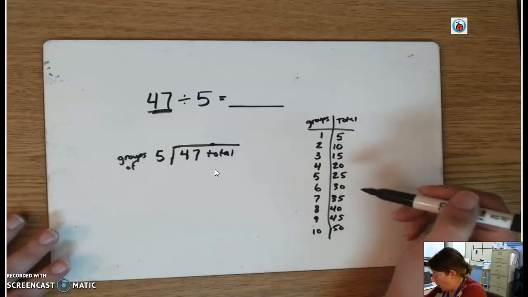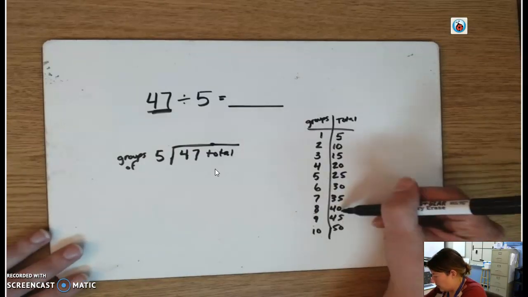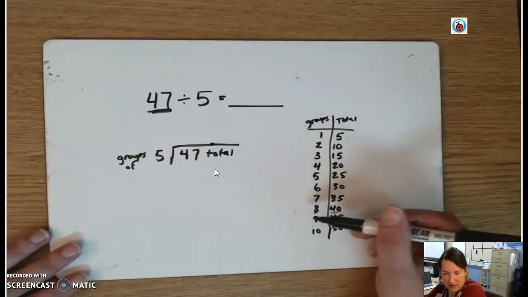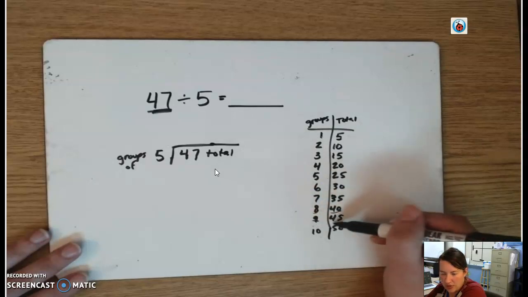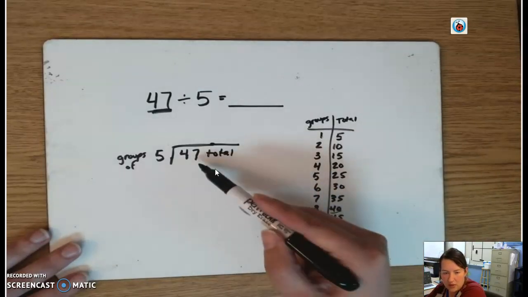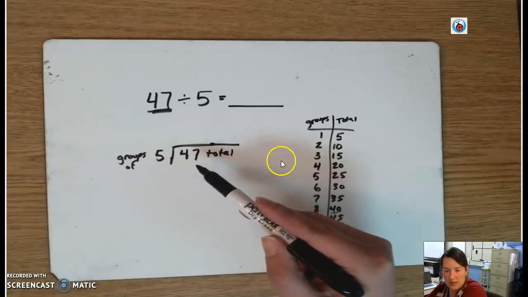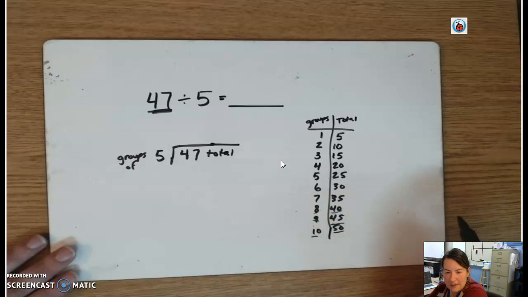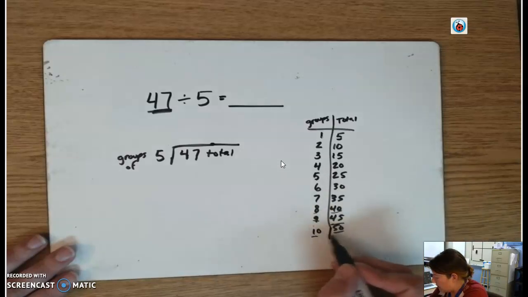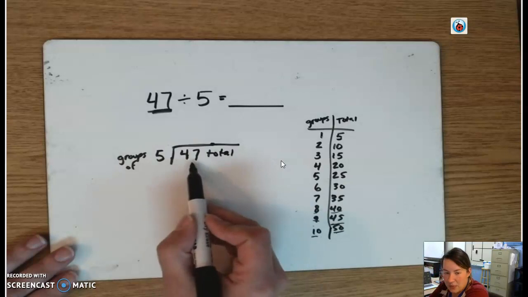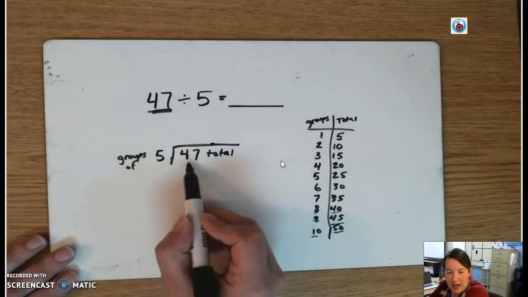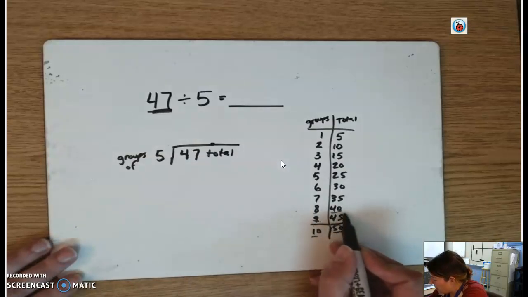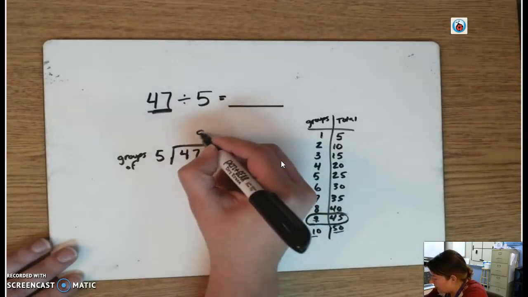of pieces. So could I make 8 groups and use 40 pieces? Yeah, because I've got 47 pieces, right? Could I make 9 groups and use 45 pieces? Yeah, I've got 47 pieces. Could I make 10 groups and use 50 pieces though? I would need 50 pieces to make 10 groups, and I don't have 50 pieces. How many pieces do I actually have? I only have 47. So the most number of groups I could make is 9 groups. So I'm going to put that up here at the top.